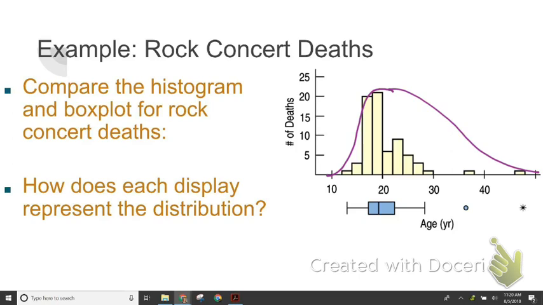Now, in a box plot, the way you would notice that is that you would see that the right whisker is slightly longer than the left whisker. So that's how you would be able to know that it was skewed to the right.